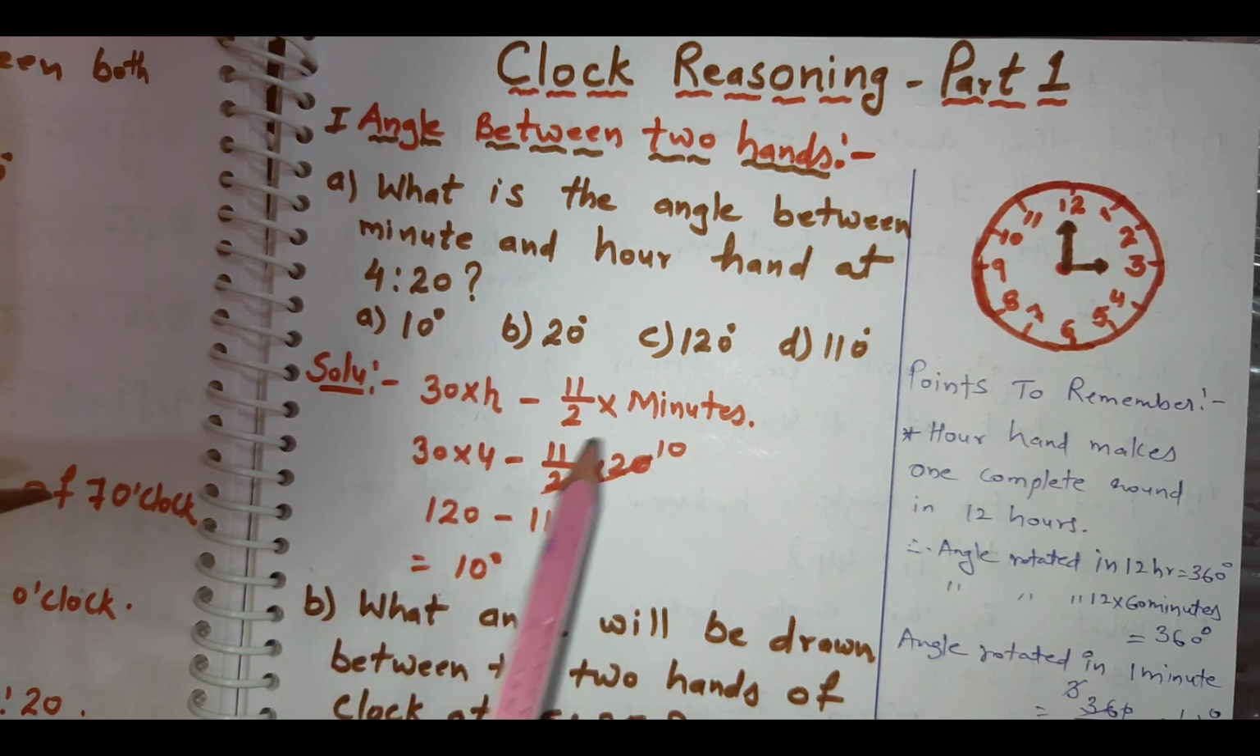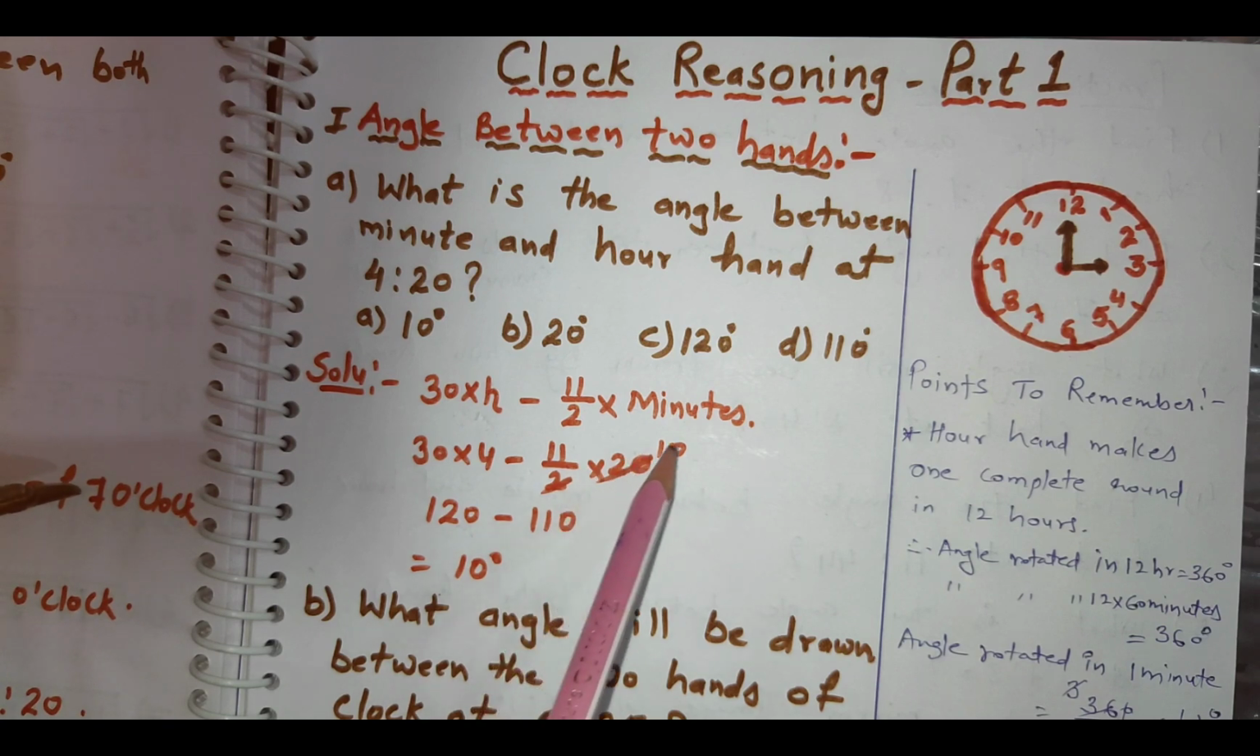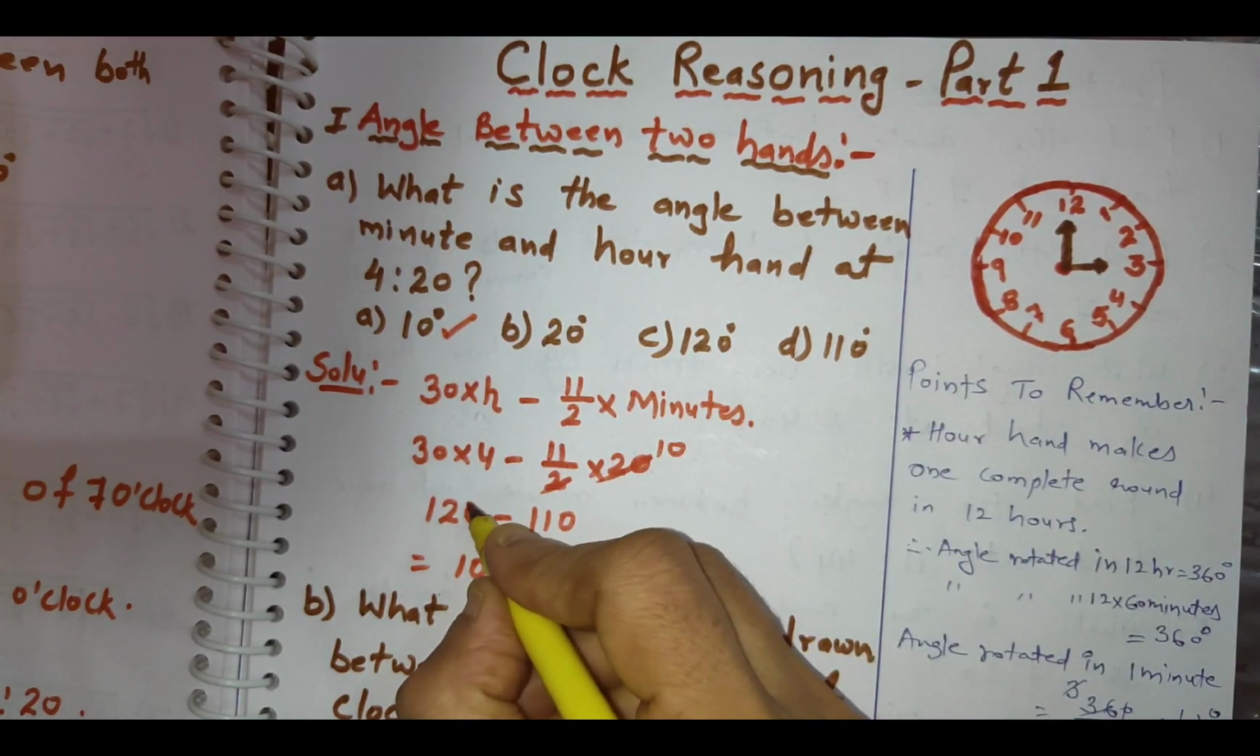So 30 into 4 is 120 and 11 upon 2 into 20 gives you 110, and 120 minus 110, that is 10 degrees. So what is the correct answer here? It is 10 degrees, right?